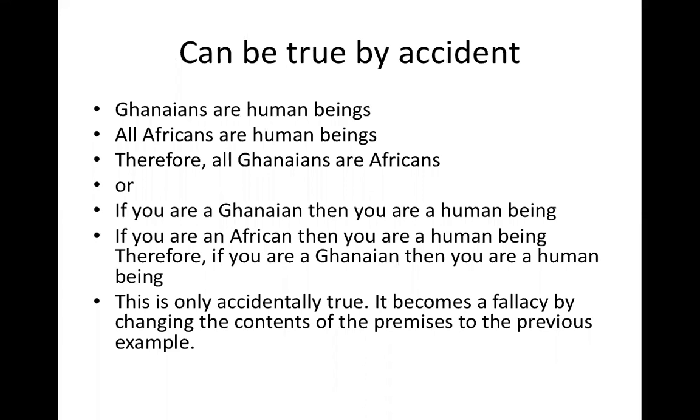Sometimes it can be true by accident, but that doesn't mean that it is true by design. All Ghanaians are human beings, all Africans are human beings, therefore all Ghanaians are Africans. Yes, it is true that all Ghanaians are Africans, but you didn't find out the truth of the conclusion from the argument. The argument cannot give you the truth of the conclusion. You know the truth of the conclusion from outside the argument. You cannot find out the truth of the conclusion from the argument itself. So the conclusion is true by accident, but the argument itself is invalid.